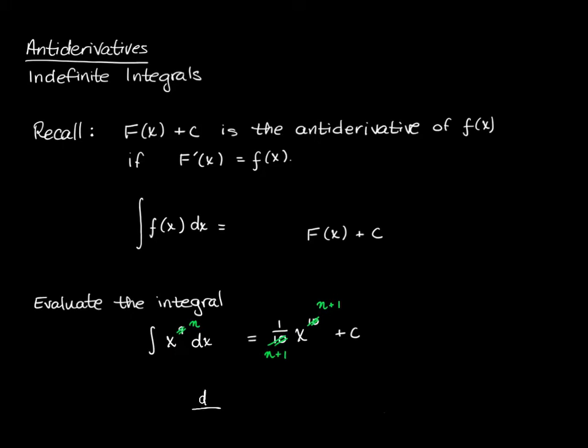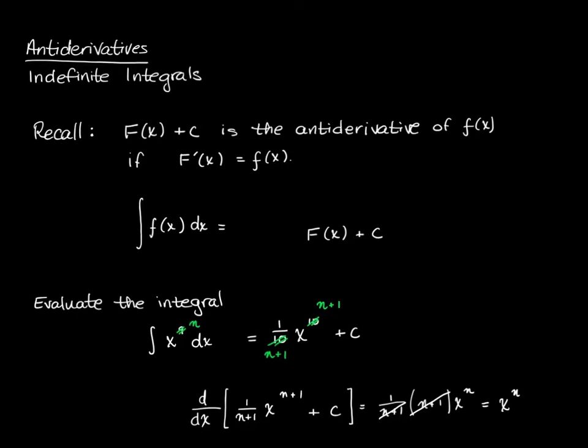When I differentiate 1 over n plus 1 times x to the power n plus 1 plus c, I get the constant 1 over n plus 1 times the power times x to the power minus 1 plus 0. n plus 1 over n plus 1 cancels, and I'm left with just x to the n.